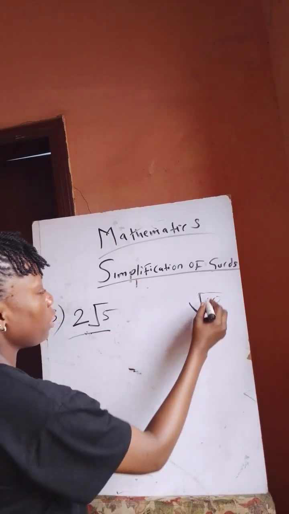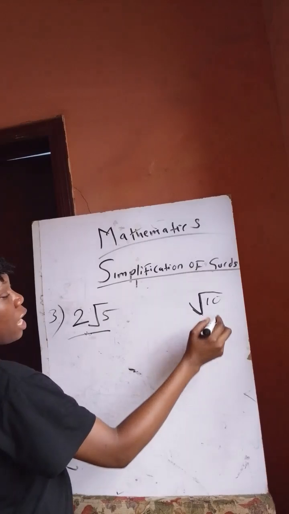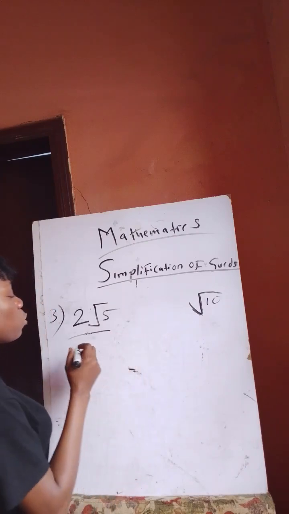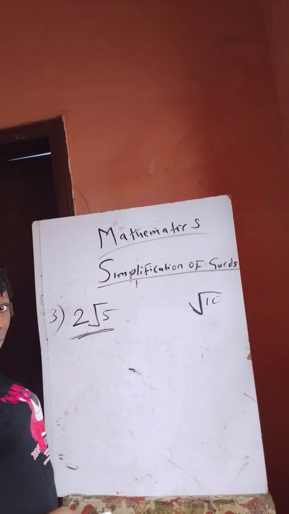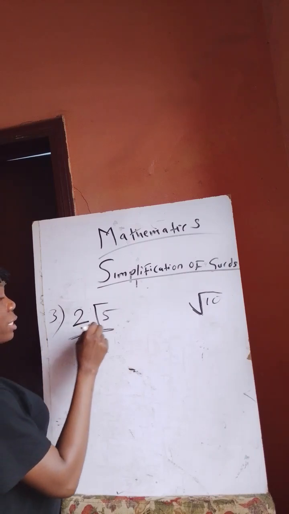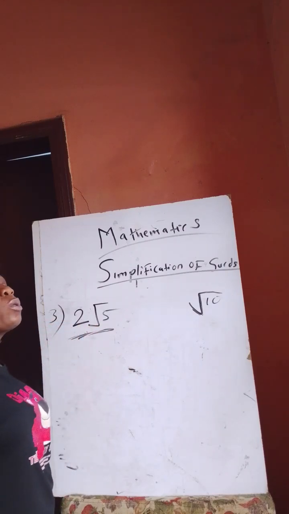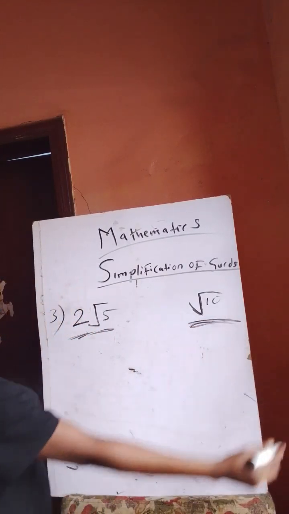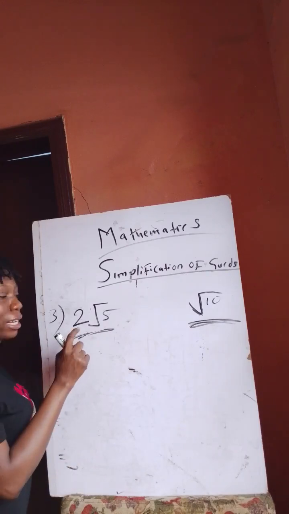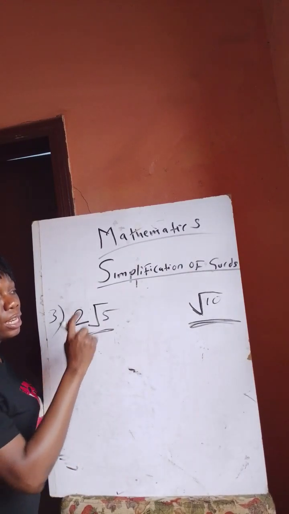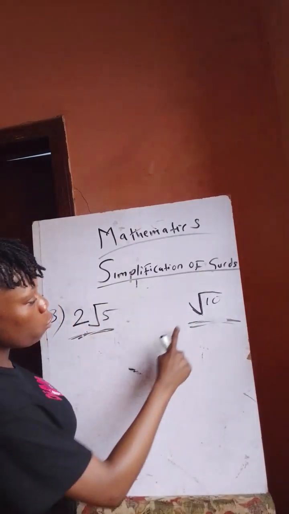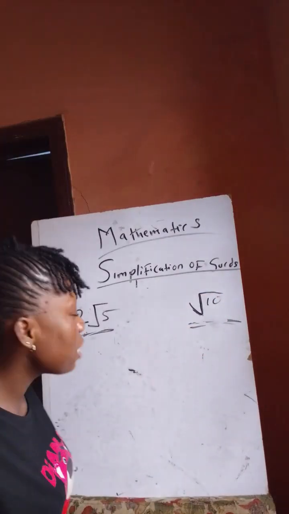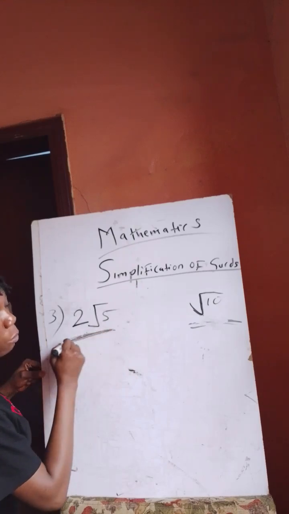When they give us something like this, what they expect from us is that we should make our answer to be in the simplest form. But when they give you something like this, which has already been simplified, they expect you to put your answer in a single square root. But if they give us something like this, they expect us to simplify our answer in the simplest form.